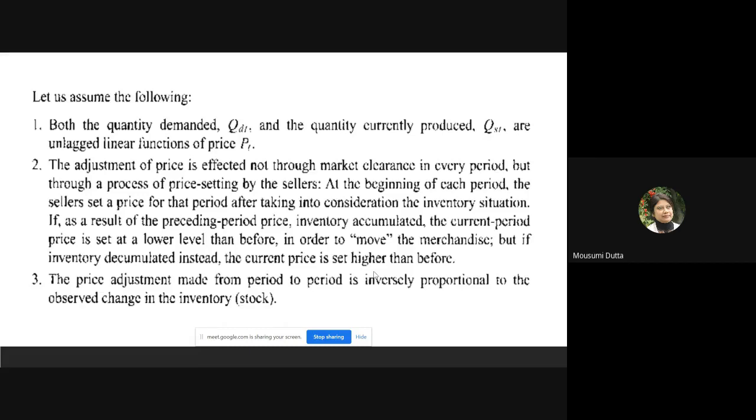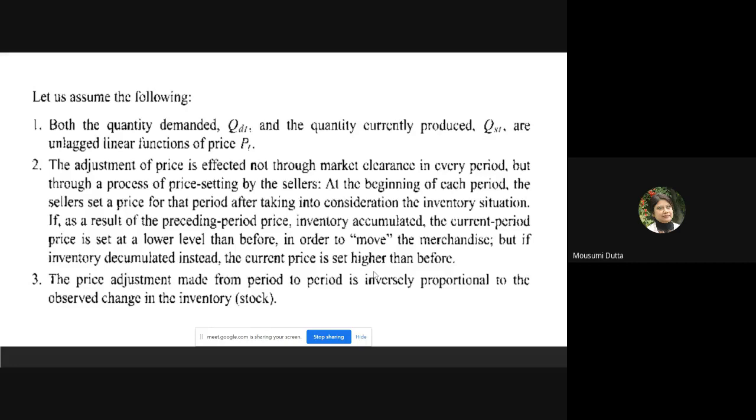On the other hand, if suppliers feel that in the last period demand was higher than supply, which we indicate using the term inventory decumulation or negative stock, in that case the current price will be set higher than before. So in the current period, price will be higher.